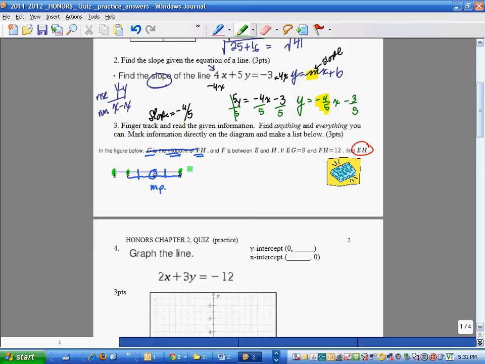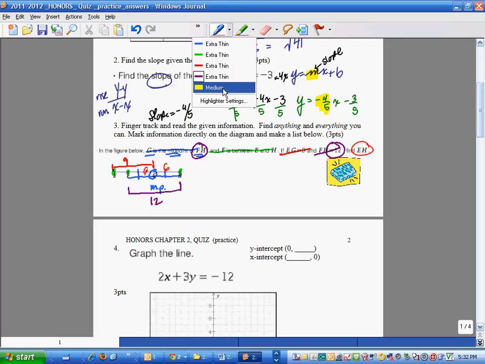And then the last one is the fact that E to G is 9, and F to H is 12. This is the second time you've seen FH. FH was over here and FH is over here, but FH has been cut in half. So if 12 is cut in half, this is 6, this is 6. And this segment right here is going to be 9 minus 6, so it's 3.